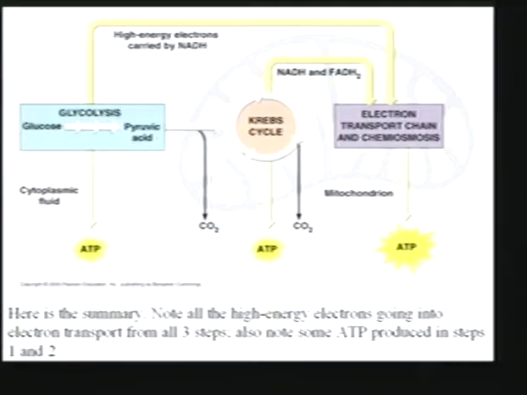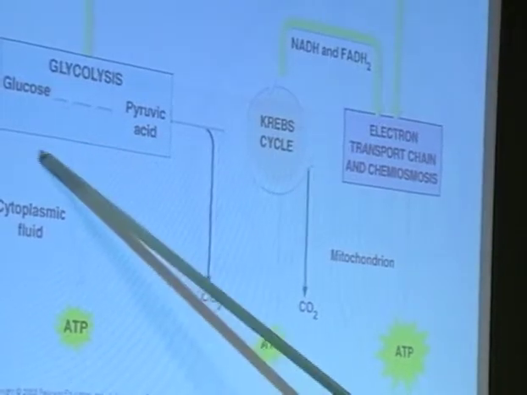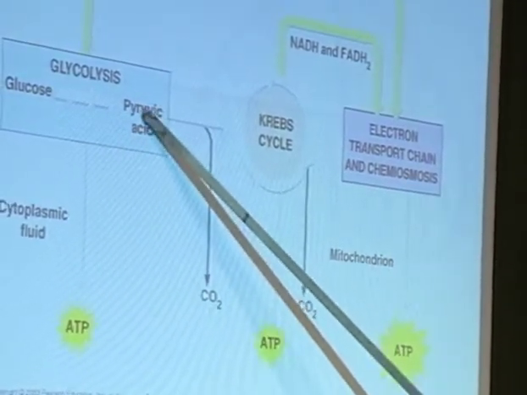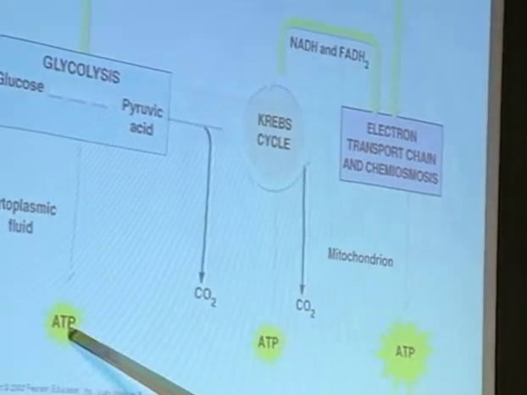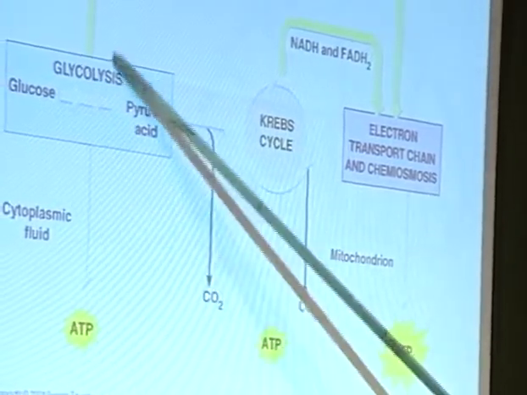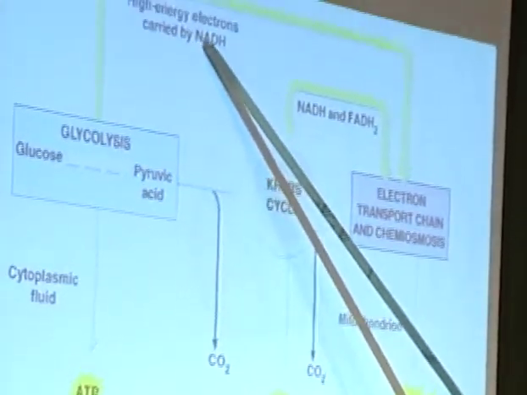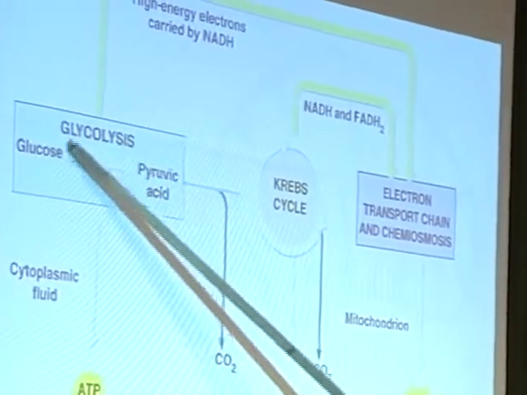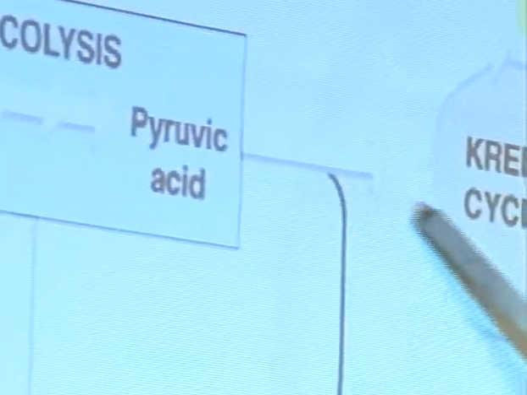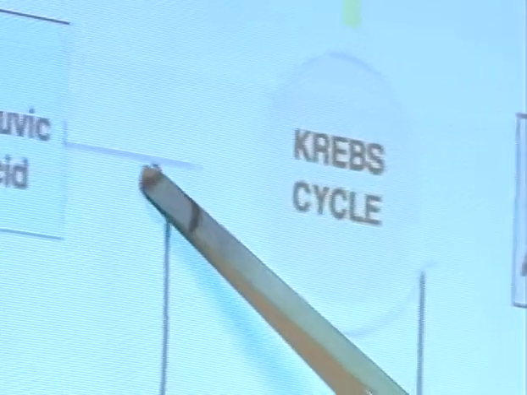All right, so this summary shows you the three processes in our cellular respiration. Glycolysis, which is happening out in the cytoplasm. Glucose is being broken down by several steps into pyruvic acid. That generates a little bit of ATP, but that ATP is actually going to be used in the eukaryotic cell, so we can sort of discount it. We get high energy electrons carried by NADH. We get a couple of NADH molecules out of this.